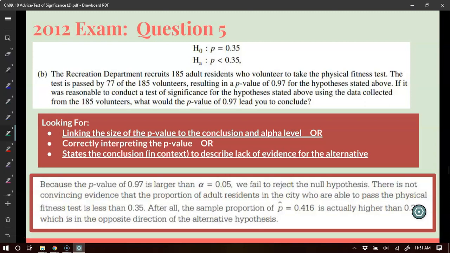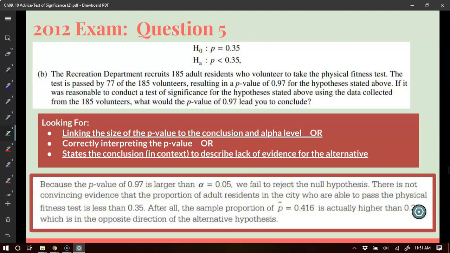They're looking for, can you link the size of the p-value to the conclusion and the alpha level? In other words, since the p-value is greater than the alpha level of 0.05, or since the p-value is less than the alpha level, can you conclude based off the p-value and the alpha level? Can you compare them and decide? Or it's asking, can you correctly interpret the p-value? Or it's asking, can you state the conclusion in context and describe lack of evidence for the alternative? So there are three possible things you could have answered on this one. Just one of them was needed though.